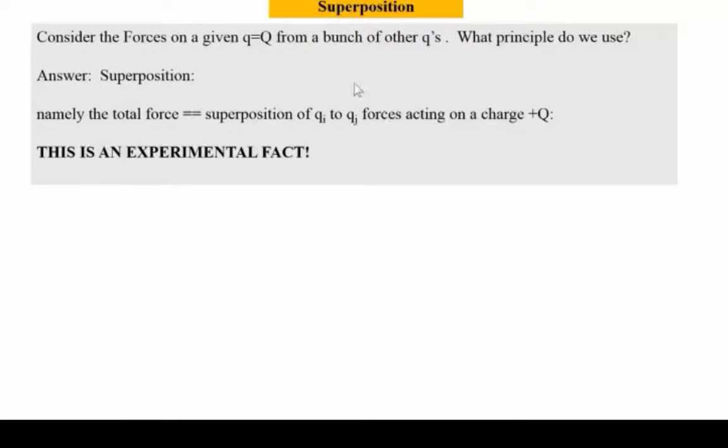Well, there's another property of charge, and that is superposition. So we'll just change some notation, keep things interesting. Consider the forces on a charge capital Q from several Q's. And so the question is, how will this be found? And the answer, again experimentally, is determined to be superposition. Superposition simply means we add up the individual forces. So the total force is the superposition or sum over the Q's from Q1 to Qj or Qn acting on a charge Q. And this will be determined from experiment and gives us a principle which is very important in electrostatics.